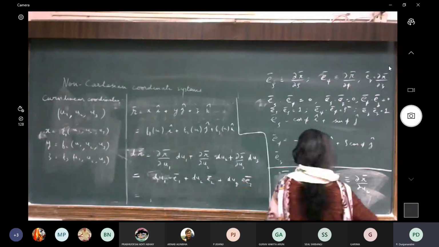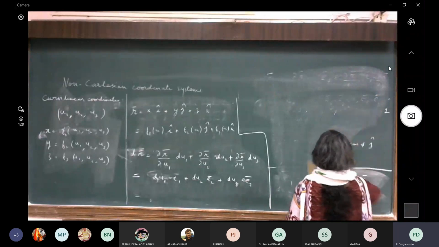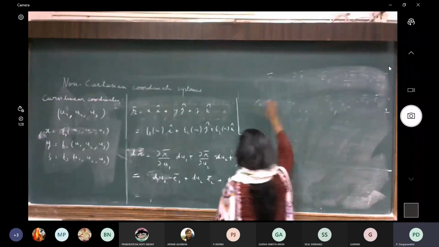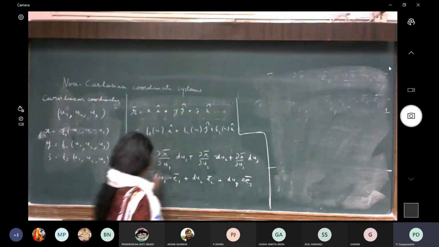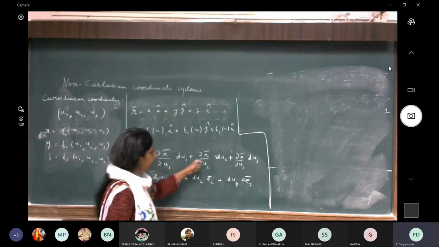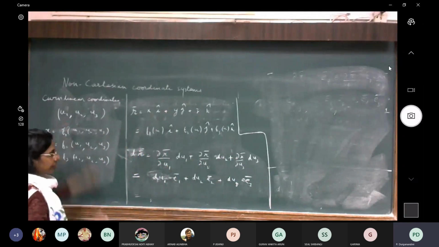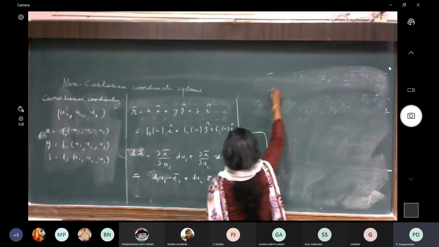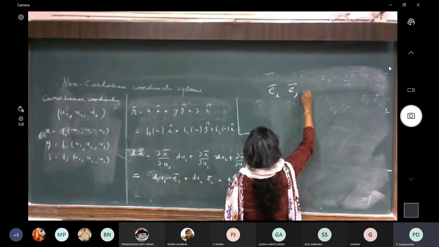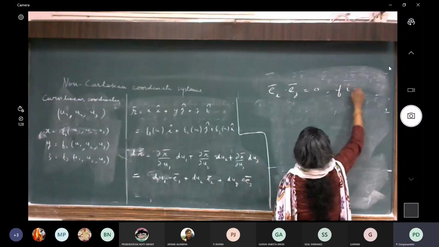And of course, we want to describe three-dimensional space, so your transformation should be such that E1, E2, E3, that means del R by del U1, del R by del U2, and del R by del U3, because these are three vectors, they should be orthogonal vectors, because otherwise I will not be able to describe a three-dimensional space. So my Ei dot Ej should be equal to 0 if i is not equal to j.